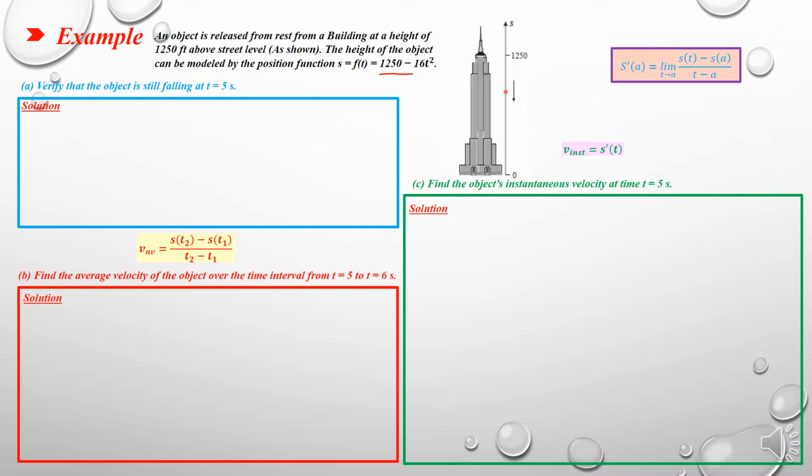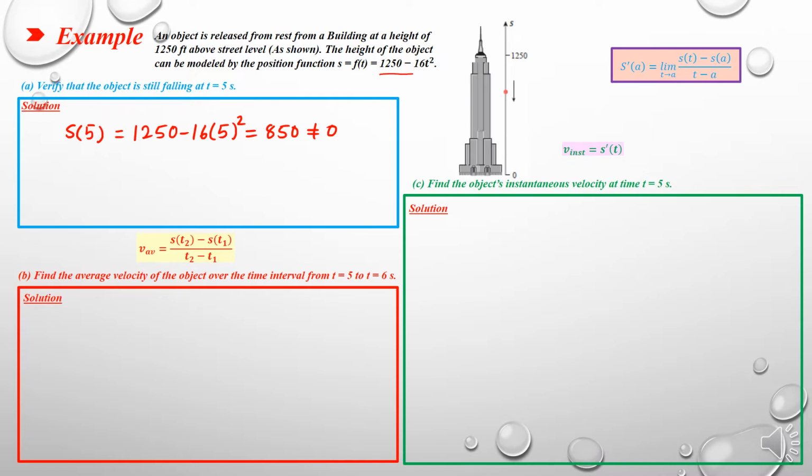Still falling means that if you replace t equal 5 in the position function, you will not get 0. Because if you get 0, this means that the object hits the ground. So you have to calculate s of 5. Plug in 5 in the given function, you will get 1,250 minus 16 multiplied by 5 squared. And this will be equal 850, and 850 not equal to 0, which means that the object is still falling.